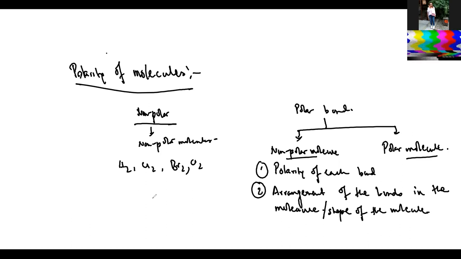So if you remember, CH4 has how many bonds around its central atom? Four. Are they all bond pairs or lone pairs? They're all bond pairs. What is its shape? Tetrahedral. Bond angle? 109.5. Achha.